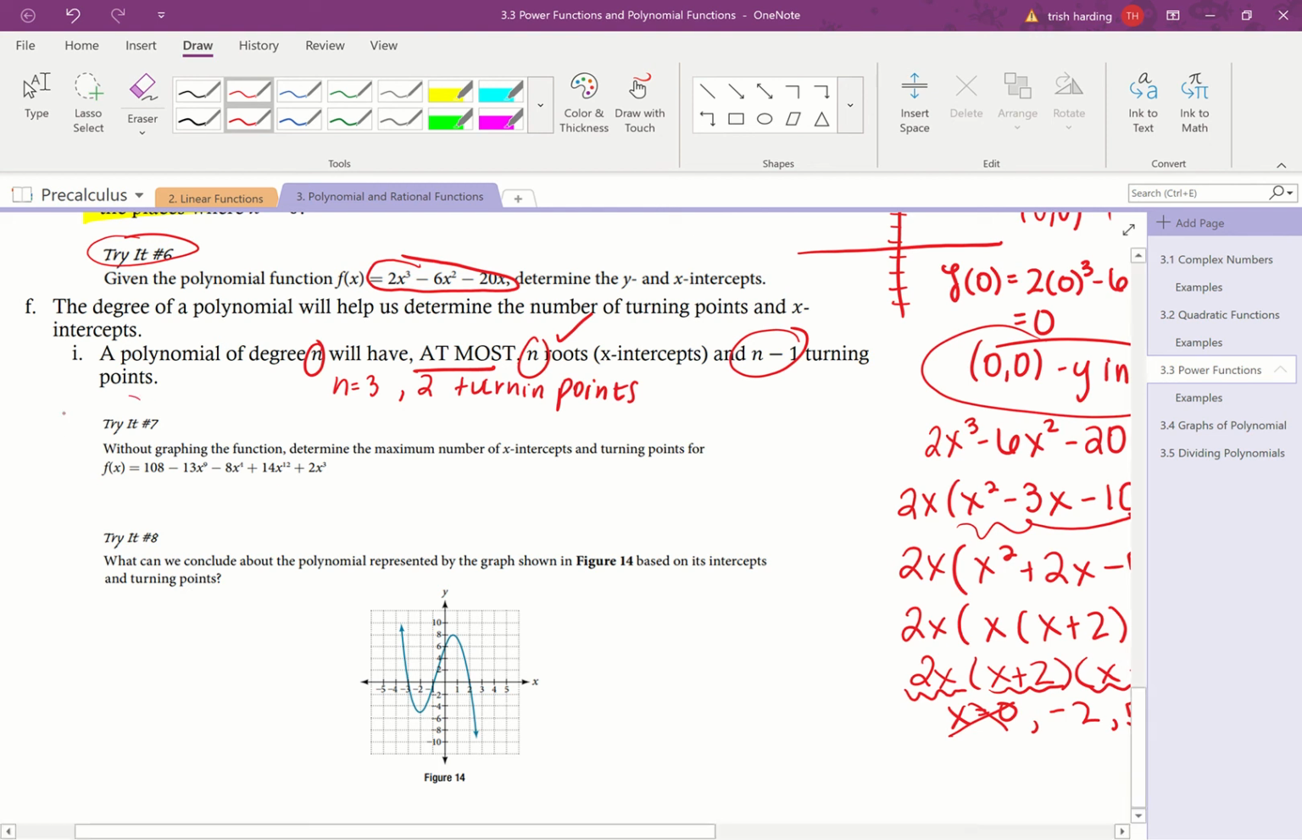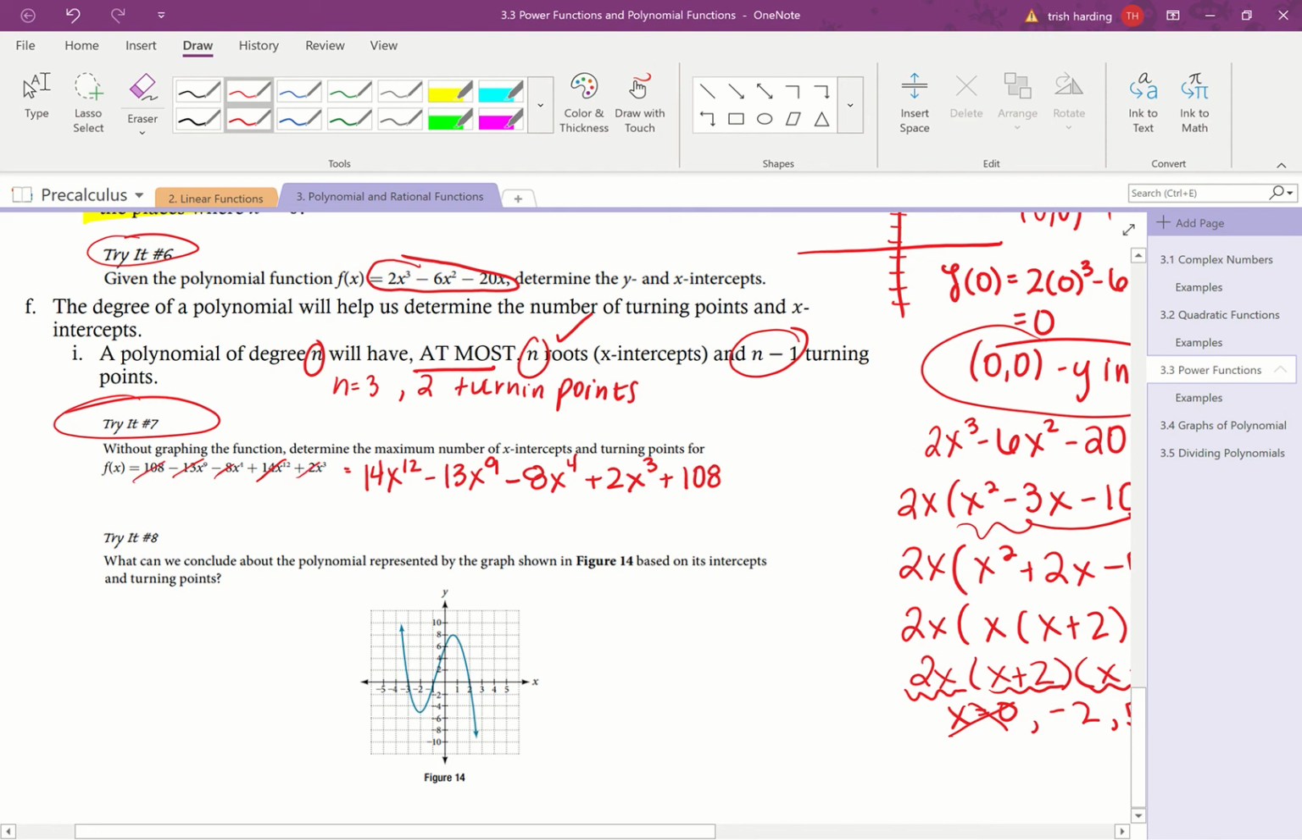So without graphing this function, this is try at number 7, we are going to determine the maximum number of x-intercepts and turning points. So notice it's not in proper order, so I'm going to write it in proper order. The largest one looks like 14x to the 12th minus 13x to the 9th minus 8x to the 4th plus 2x to the 3rd plus 108.